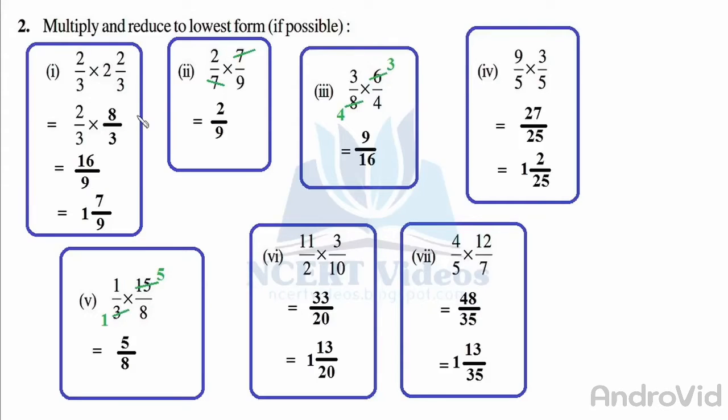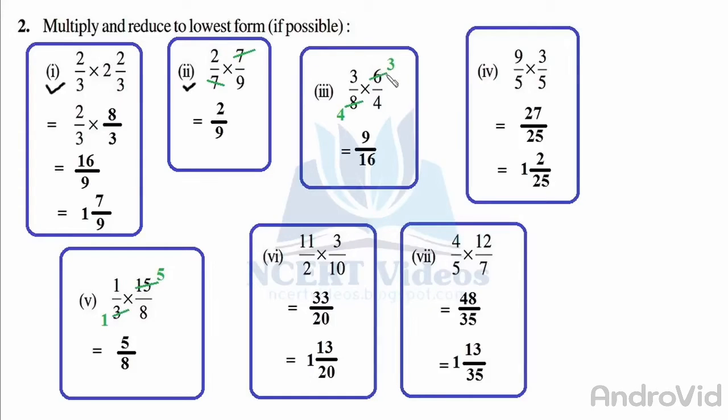Now it is improper. We got to change it into proper. So 9 ones are 9, remainder is 7 because 16 minus 9 is 7 over 9. That was your first part. Here you can see cutting opportunity, 7 7 cancel, so it is proper fraction 2 over 9.